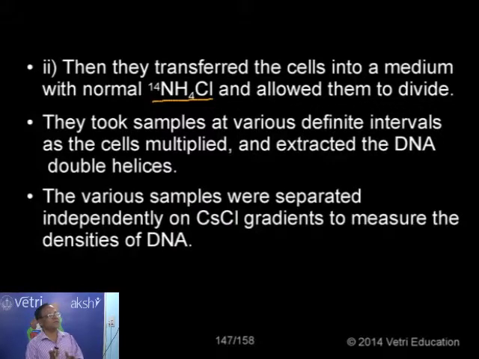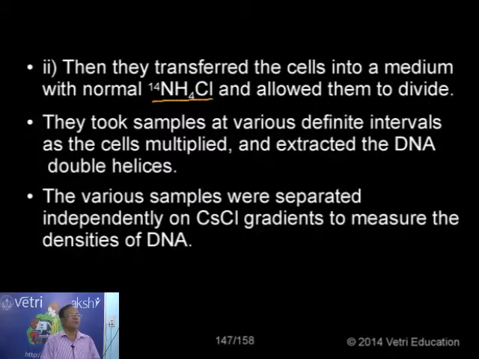Now the cells are allowed to divide. They took samples at various definite intervals while the cells were multiplying: after 20 minutes, after 40 minutes, after 60 minutes, after 80 minutes, and so on, and extracted the DNA molecule from these samples.